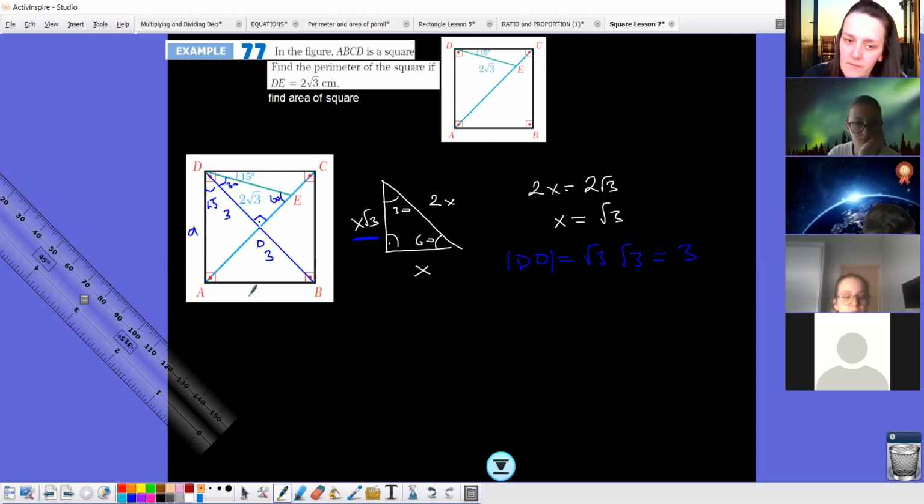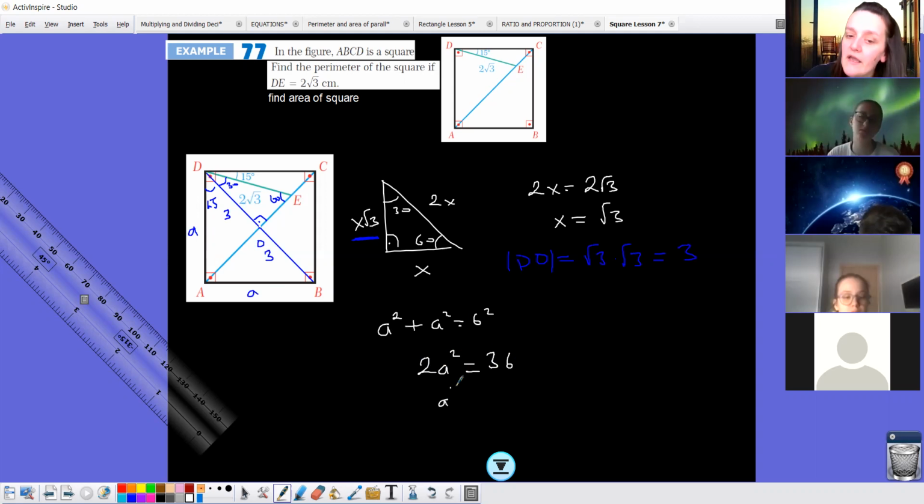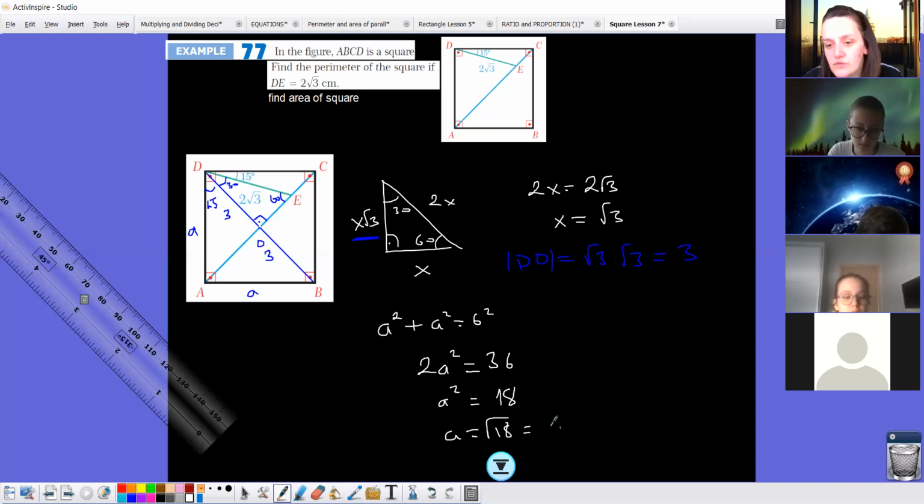If the side is A, we will have A square plus A square is equal to 6 square, Pythagorean theorem, yes? So it will be 2A square is equal to 36. A square will be equal to 18. Then A will be root of 18, which is 9 times 2. It will be 3 root 2.